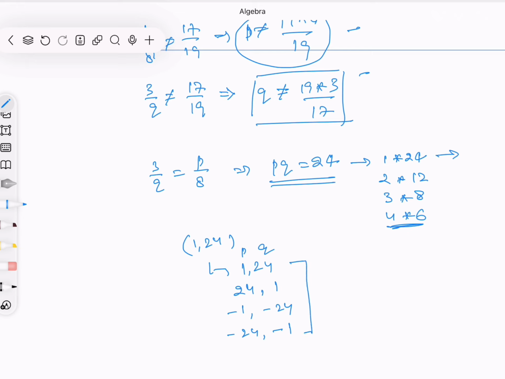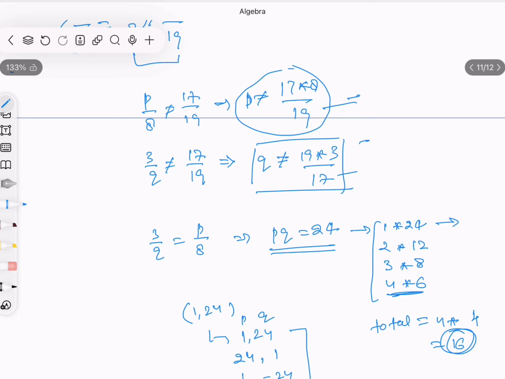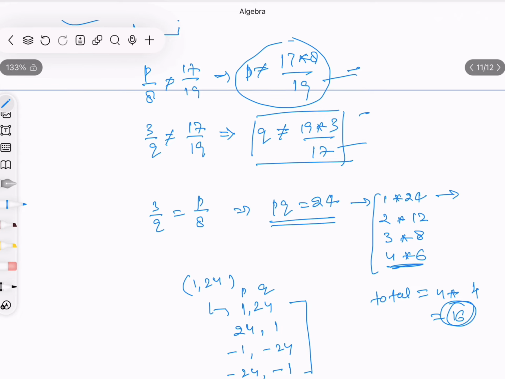So total will be 4. These are total 4, and I can write it in 4 ways. So this will be total 16 solutions. So that is 16 pairs I could have for p comma q, and I have made sure that these values don't occur. So you could solve these and you could see that none of the values are these. Got it? Let's see another question.